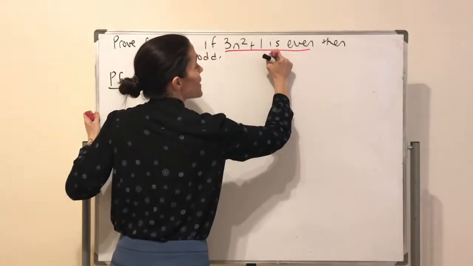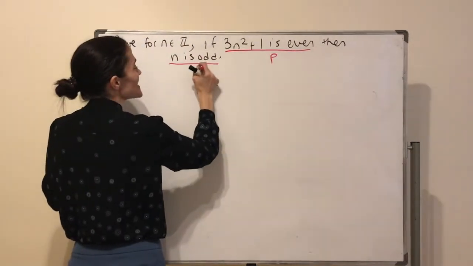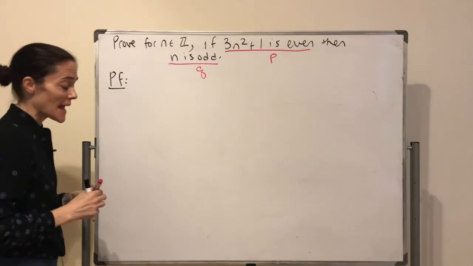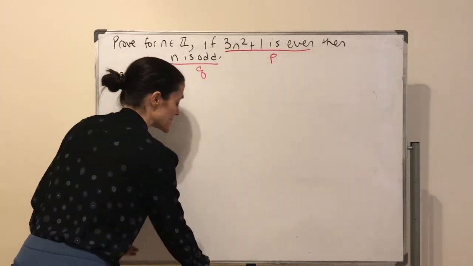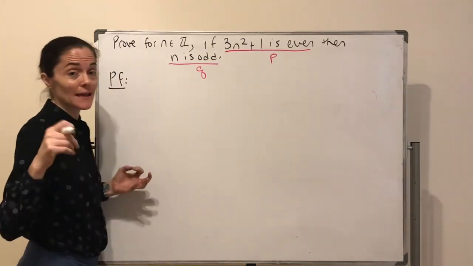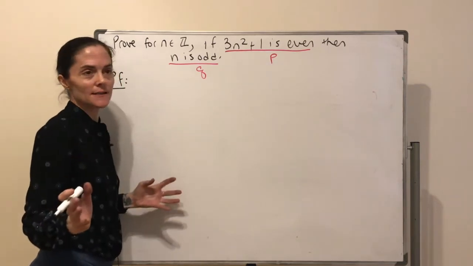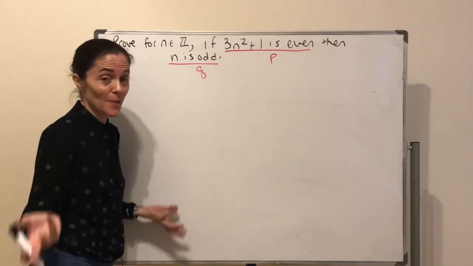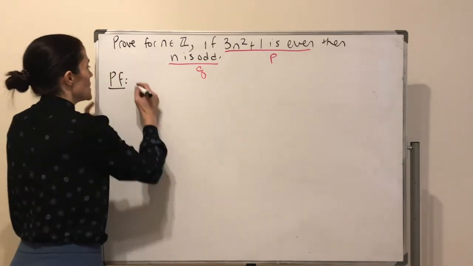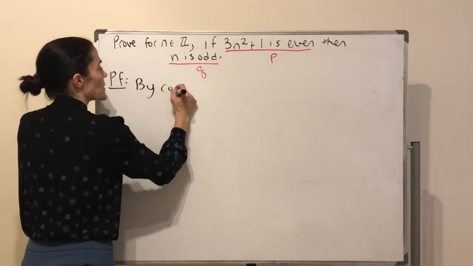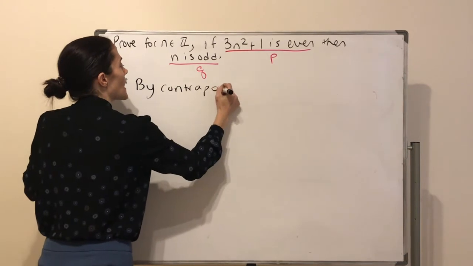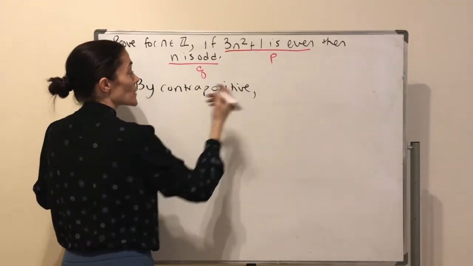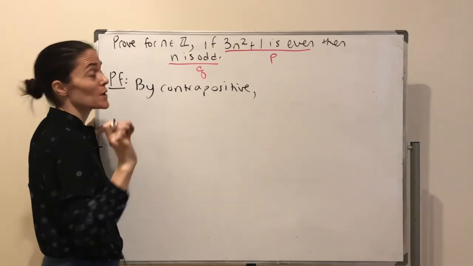This was our P, and this was our Q. And we want to prove by contrapositive. You need to start by either just stating the contrapositive, and so that gives the reader some idea of what you're about to do, or state that you are using contrapositive. And in this case, I will state what I will assume and what I will show.